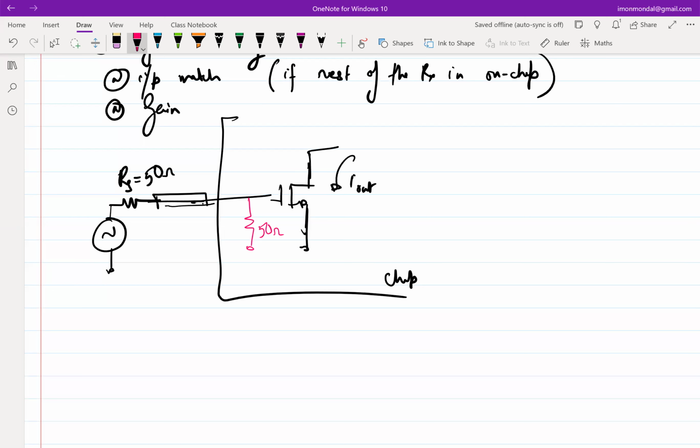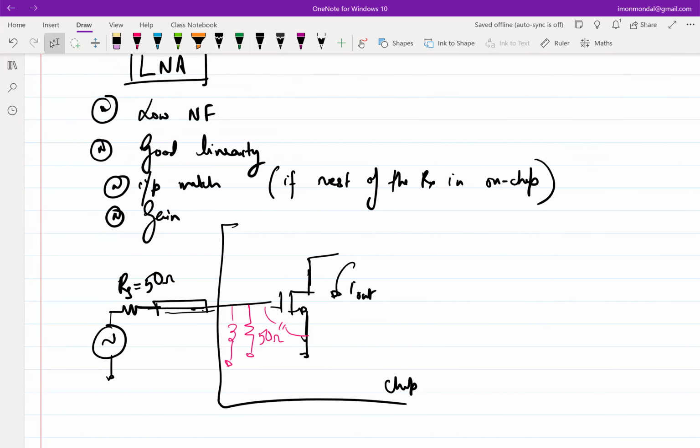If you have a CGS here, then at high frequencies, obviously it's not going to match. Then maybe we can have an inductor here, right? To resonate out that CGS. This is going to work, but now look at the specifications of LNA. Which one do you think is going to suffer, or all are good? Let's not discuss linearity for the time being.